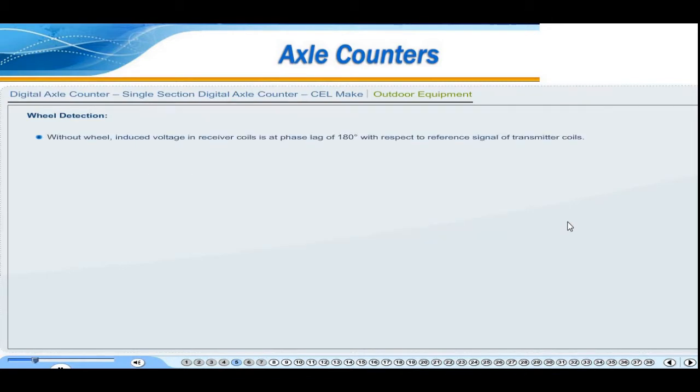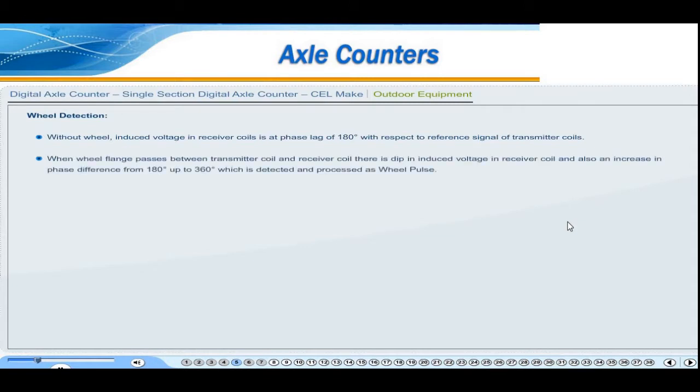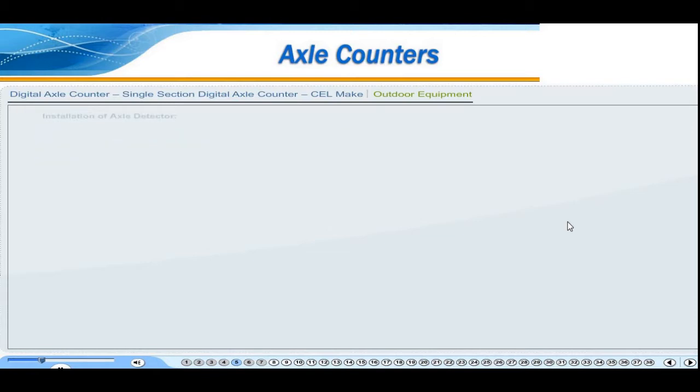Without a wheel, the induced voltage in the receiver coils is at a phase lag of 180 degrees with respect to the reference signal of the transmitter coils. When the wheel flange passes between the transmitter coil and receiver coil, there is a dip in the induced voltage in the receiver coil and also an increase in phase difference from 180 degrees up to 360 degrees, which is detected and processed as a wheel pulse.